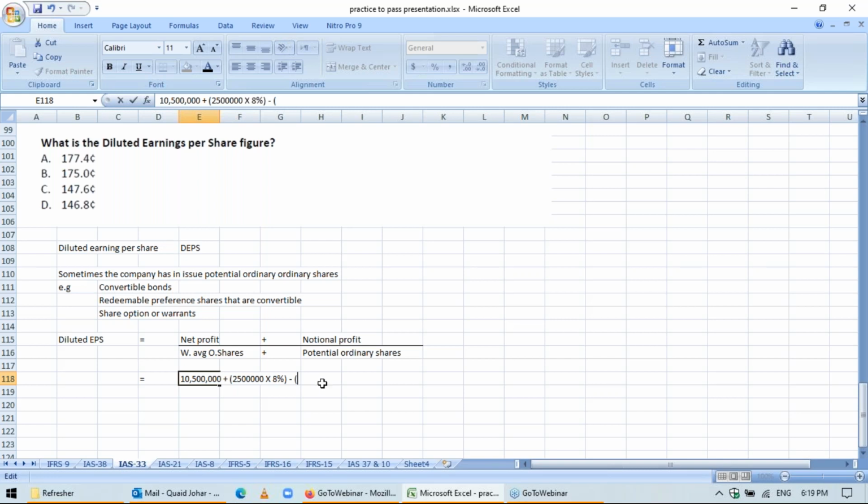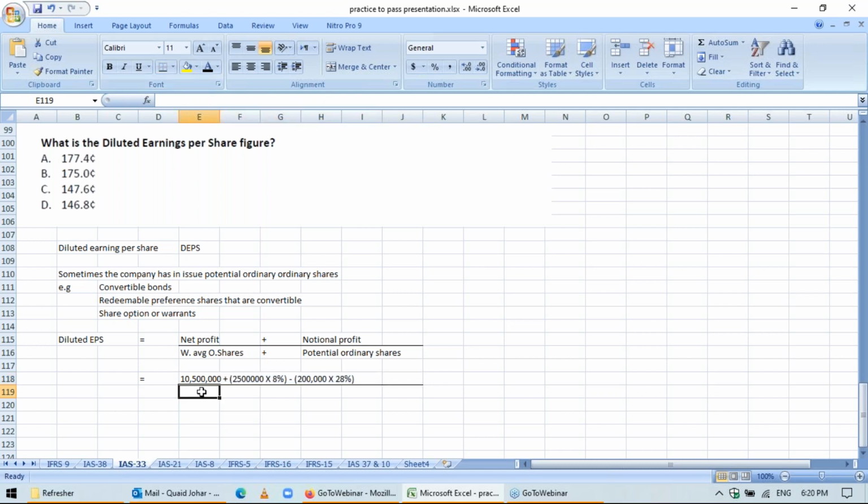So what will be the amount of it? Take 8% of the 25 lakh. So 8% of 25 lakh is 200,000. So the taxable income will increase by 200,000, and we will have to pay a tax of 28%. So by this much amount, our profit will decline. So I have deducted it from the net profit. So this will be our numerator.